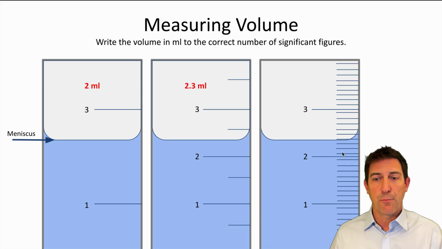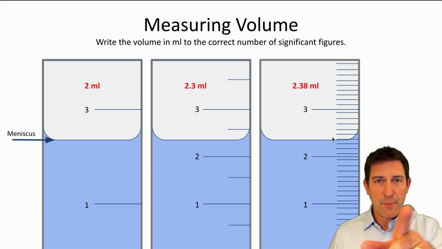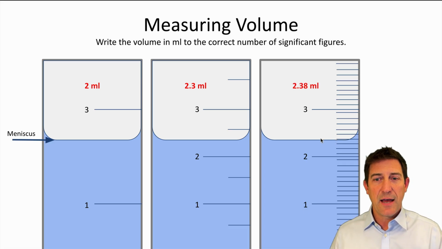If we count it up, this is 2.1, 2.2, 2.3, 2.4. Ooh, it's right below the 2.4. So for certain, we are at 2.3 something, right? This is where we have to guess. That last number is estimated. So I said 2.38, but you might have said 2.39. Again, point being that last number is estimated.